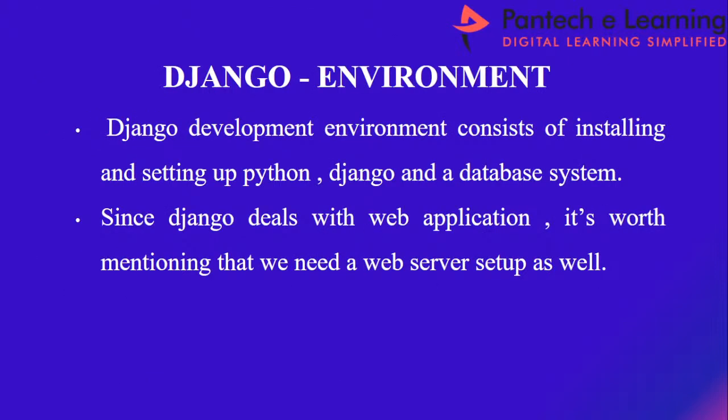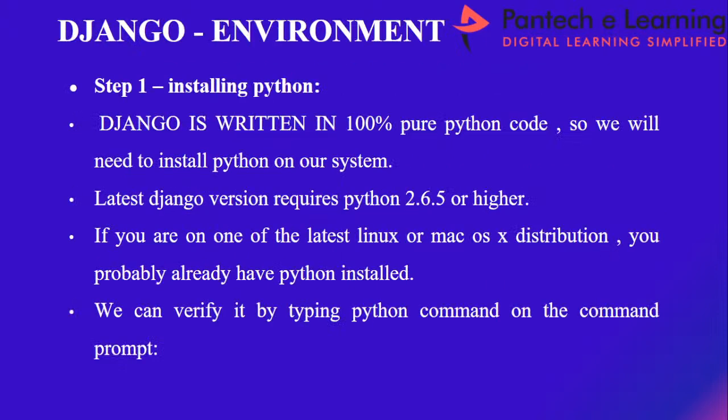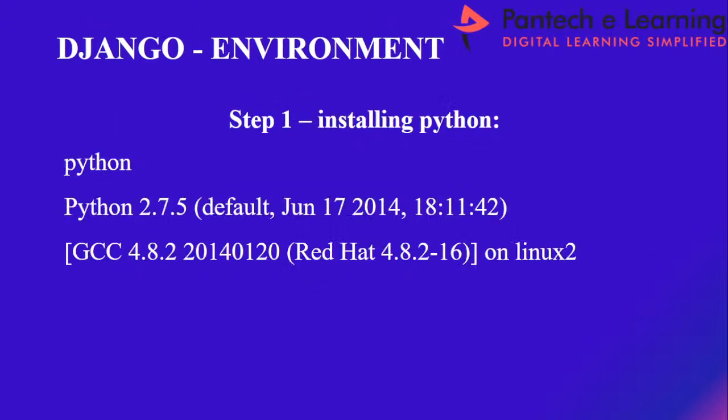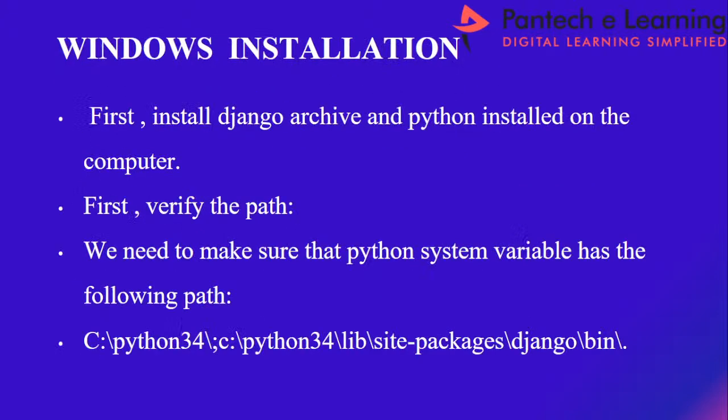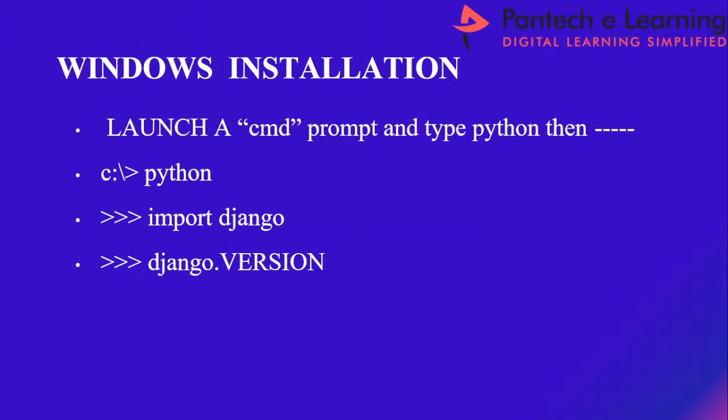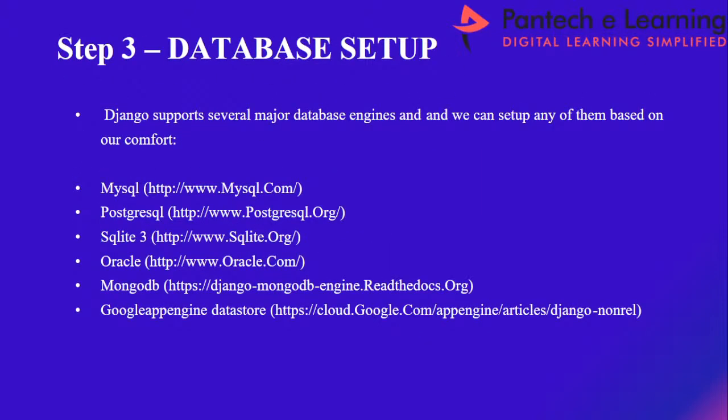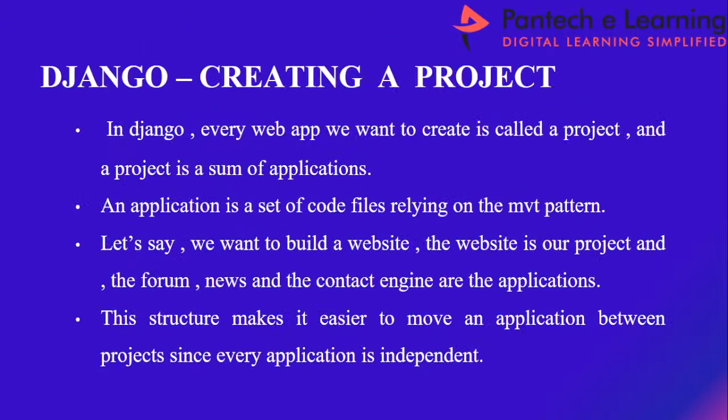So environment, for example, I am going to set up an environment in a database system. So it is written in 100% pure Python code. So we need to install Python on our system. So once Python is installed, we need to install Django. So first pip is the corresponding command. So I am going to install my Django and I can start using them.